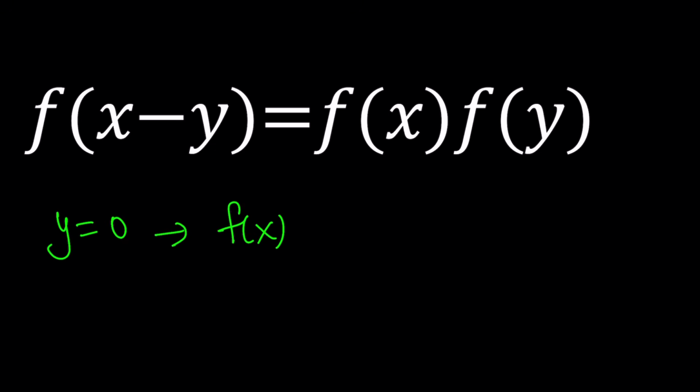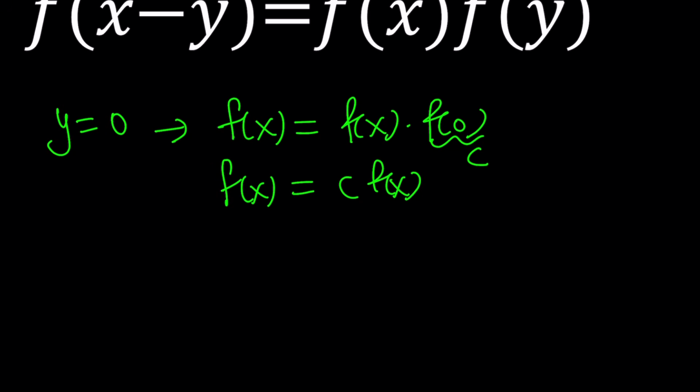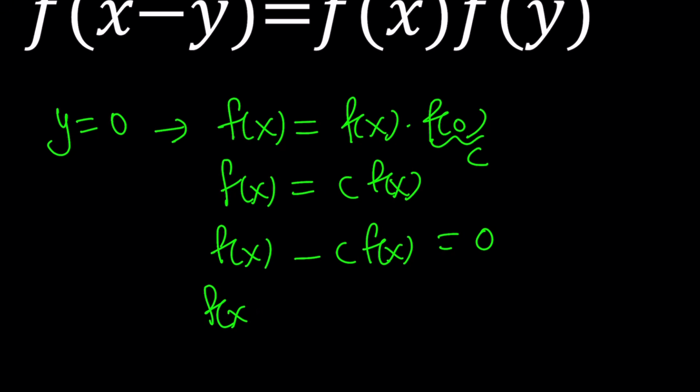F of x equals f of x times f of 0. Now f of 0 is a constant. You can go ahead and call that c if you want. You get f of x equals c f of x. And now let's go ahead and put everything on the same side. Don't cancel anything out. That's not good. F of x minus c f of x equals 0. And if you factor out f of x, this is the right way to do it, 1 minus c equals 0.